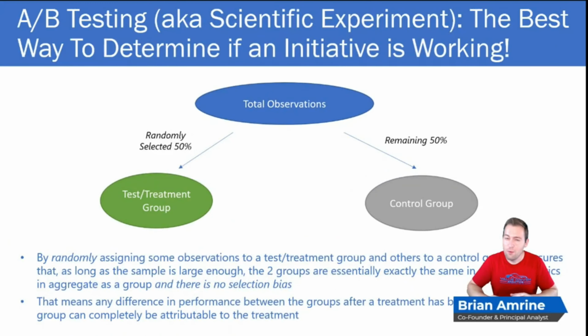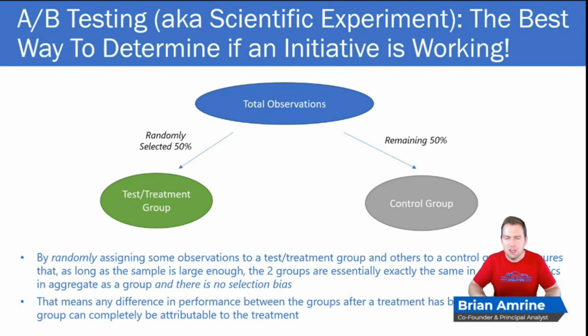A/B testing, one of my favorite topics because it is absolutely the best way to determine if an initiative is working. It's also known as a scientific experiment. That's essentially what we do when we take a group of observations, which could be people or products or geographies, as we said before, and randomly assign about half of them to a test or treatment group and half of them to a control group.